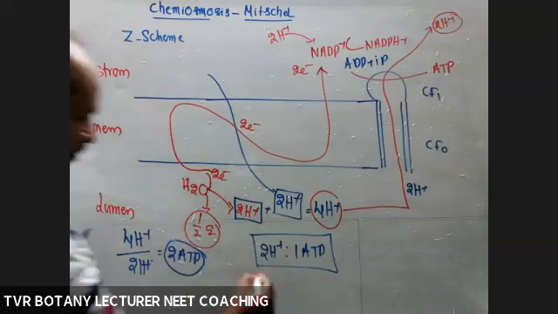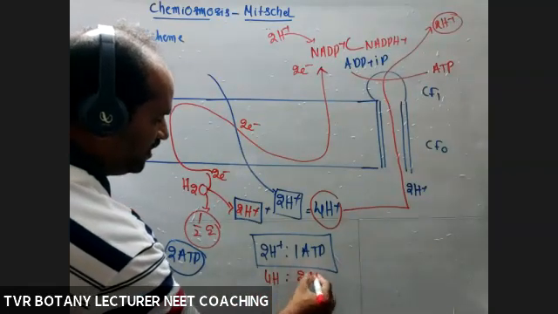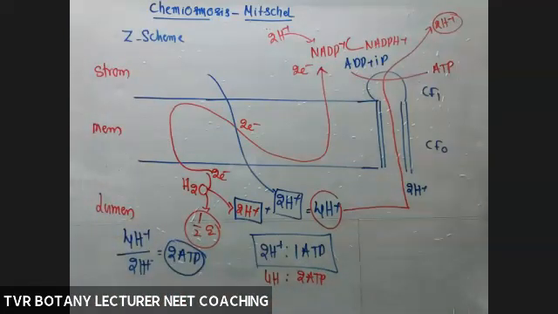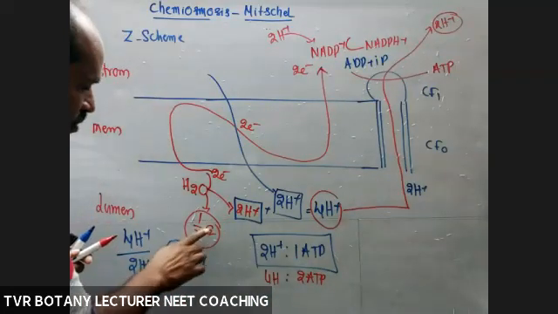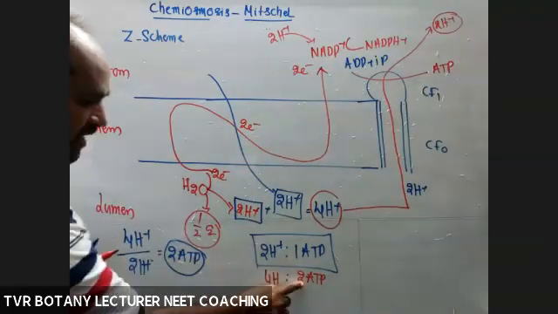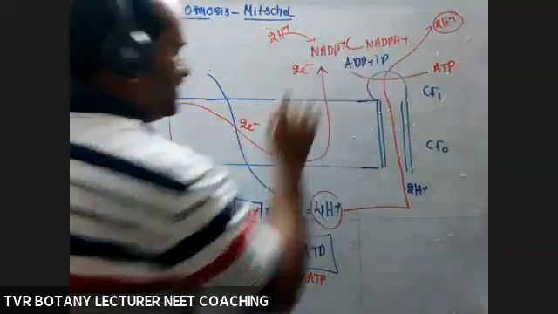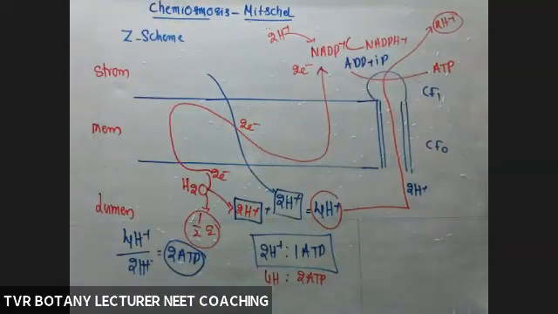Okay, so 4H plus available. How many ATP? 2 ATP molecules. So now, out of one H2O molecule photolyzed, what about the number of ATP molecules? 2 ATP molecules. How many NADPH plus? 1 molecule. So this is the very simplest one.